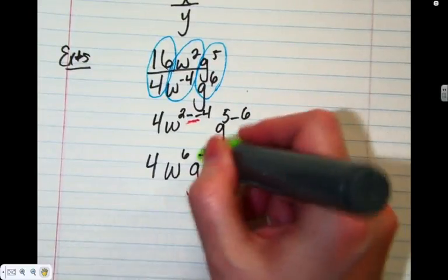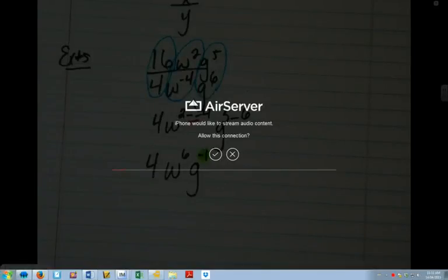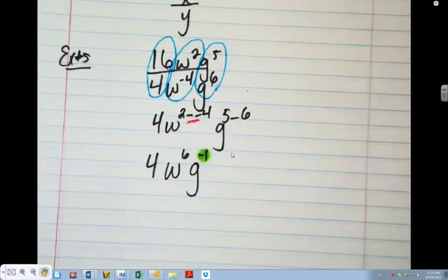Last step, we just take a peek at the exponents. Ooh, hello, iPhone would like to connect. No iPhone. How about still no?